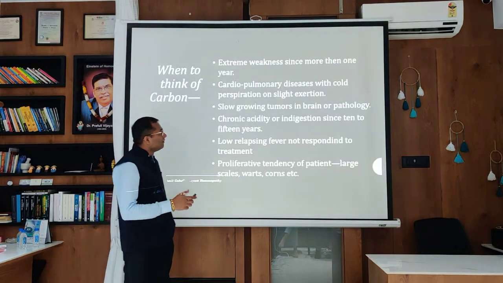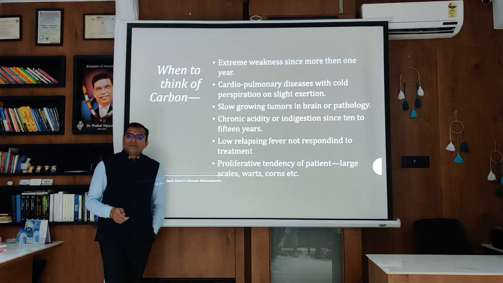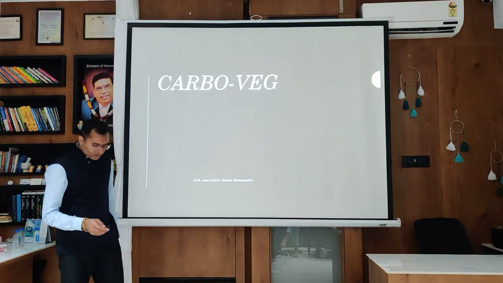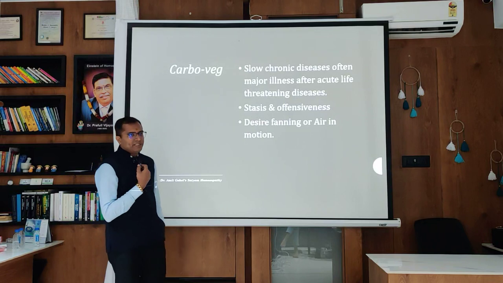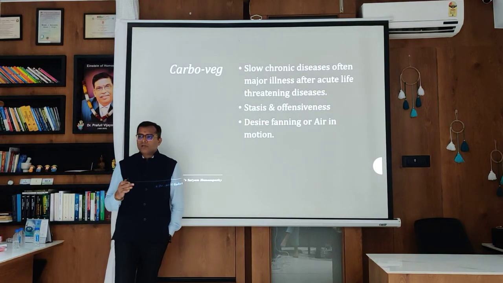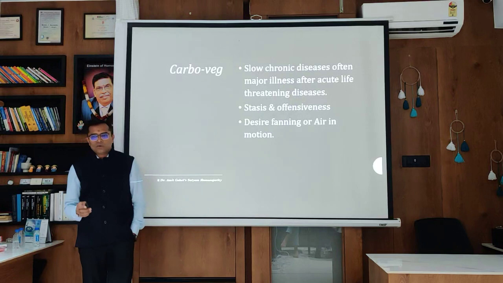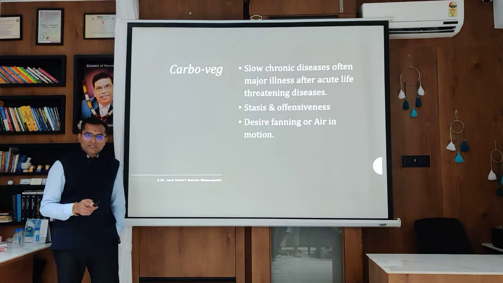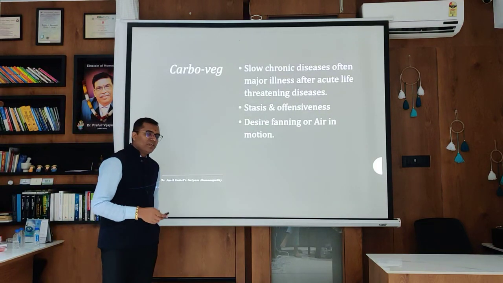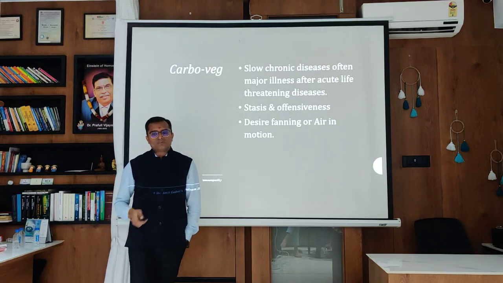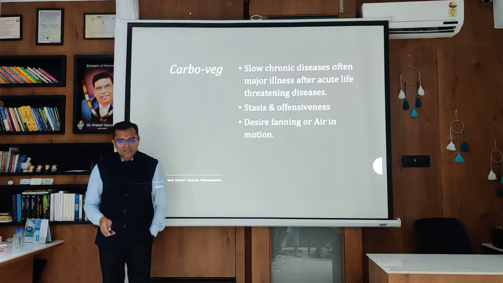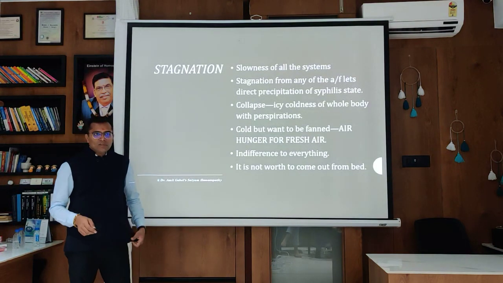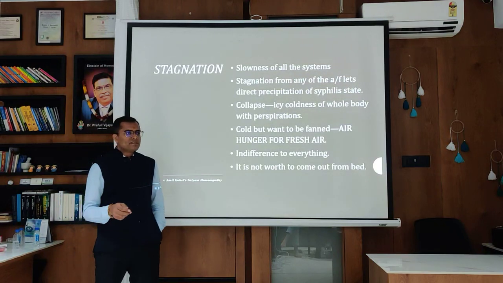So, let's study Carbo vegetabilis. Everything I have expressed applies to the whole carbon group, the carbonicum group. Carbonicum is slow chronic disease, often a major illness after an acute life-threatening disease. Whether dengue, malaria, pneumonia, or typhoid, after that they go into stasis or offensiveness and desire fanning, air in motion. Most of the time there is a stagnation at the level of the system, and so there is a slowness of the system.